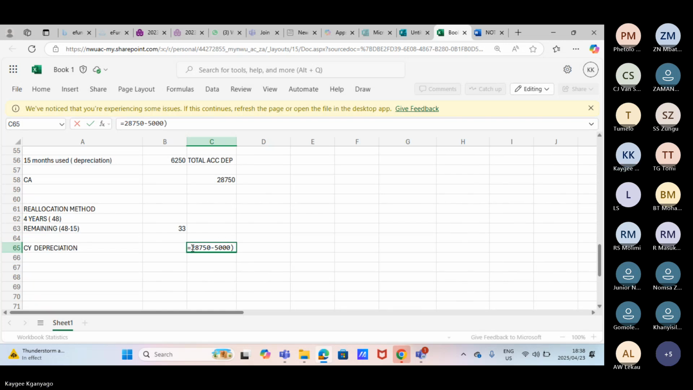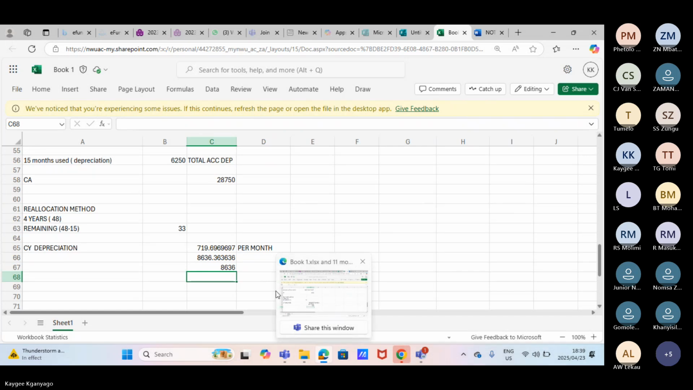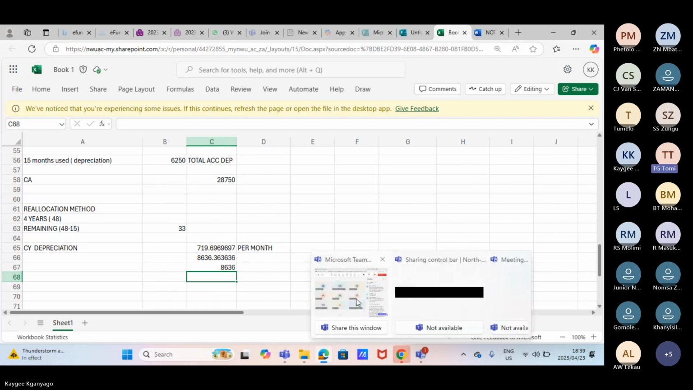Okay, can I just do this? Then you divide it by the remaining useful life. This is per month. Now I want it for the full year, so I'll take this entire process and multiply it by 12. This is our depreciation amount, of which when I round it off, I'll get 86. Is that what you're also getting? Yes. Okay, guys.